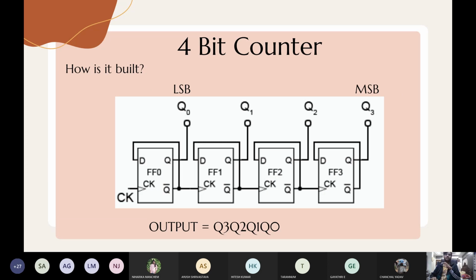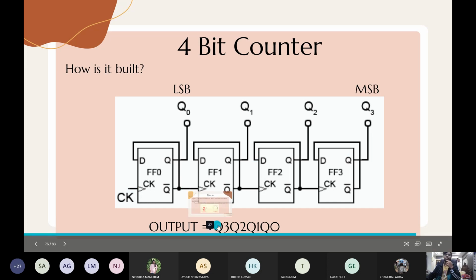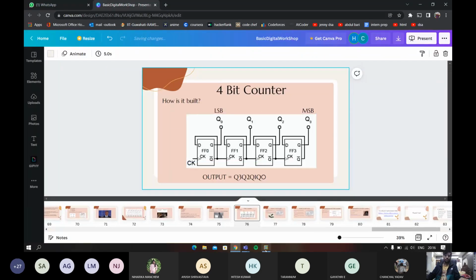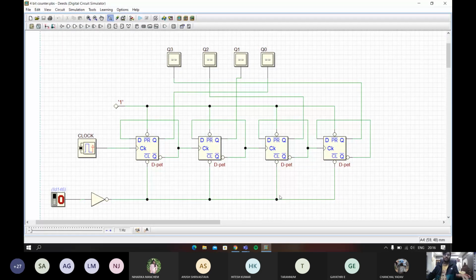So this is the circuit of a 4-bit counter. Let's have a look at it. As you can see, 4 D flip-flops are used for this counter, and a clock is given on the left side. The outputs are Q3, Q2, Q1, Q0, with Q3 being the most significant bit and Q0 being the least significant bit. For those of you who didn't understand this properly, don't worry. We'll have a live simulation and everything will be clear for you. As you can see here, I have a 4-bit counter ready with me. So let's start the simulation.